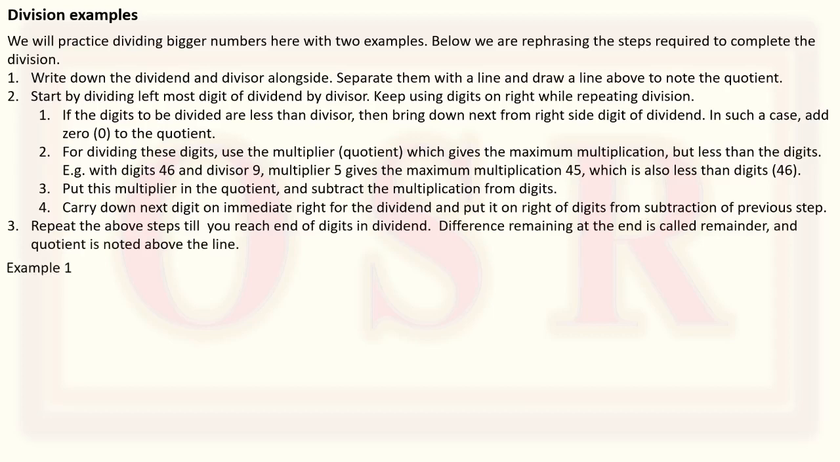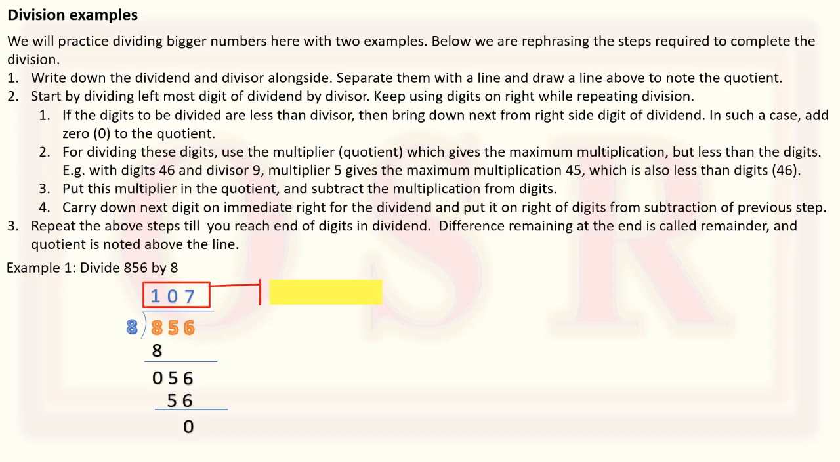Okay guys, now we'll proceed with the example dividing 856 by 8. So 8 ones are 8, down is 0, we carry down 5. Now 5 is less than 8, so we carry down one more number which is 6, so we have to put 0 in the quotient. Okay, now 8 sevens are 56, so the quotient is 107 and the remainder is 0.